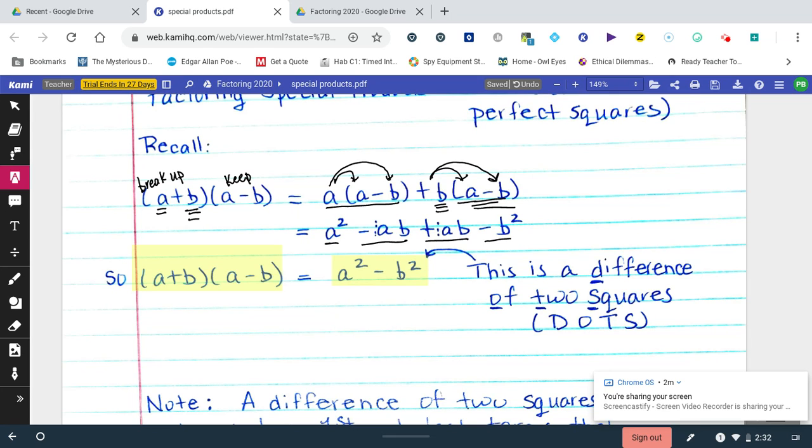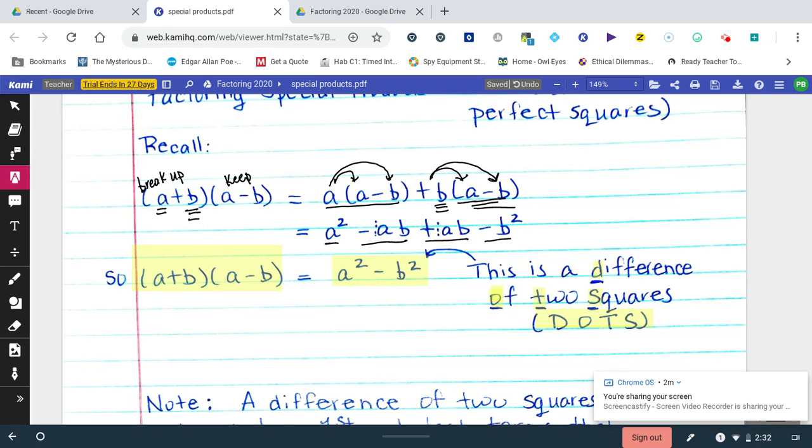Now we say we have a difference of two squares. And we're talking about perfect squares when I say squares. And guys, a lot of times you'll just hear me say DOTS because sometimes I get tired of saying a difference of two squares. So I just use the first letter in each word: D in difference, O in of, T in two, and S in squares. Difference of two squares. So a squared minus b squared is a difference of two squares. Okay, so it is a difference of two perfect squares.